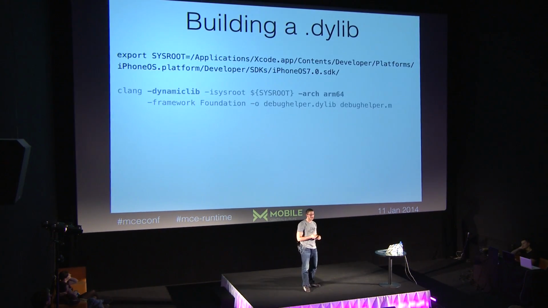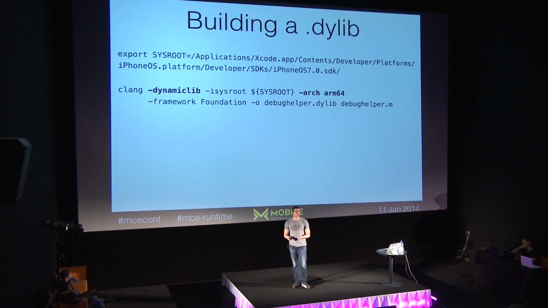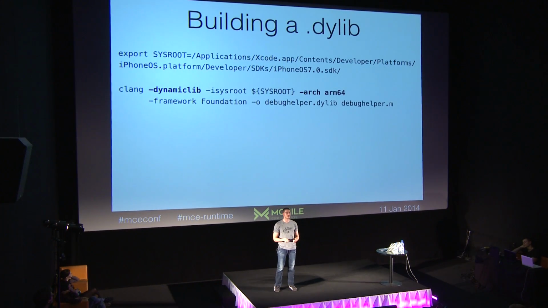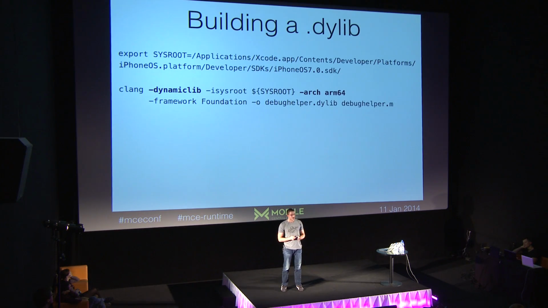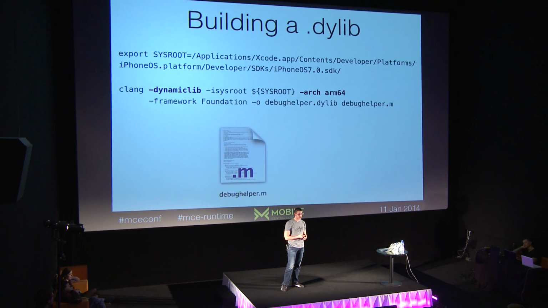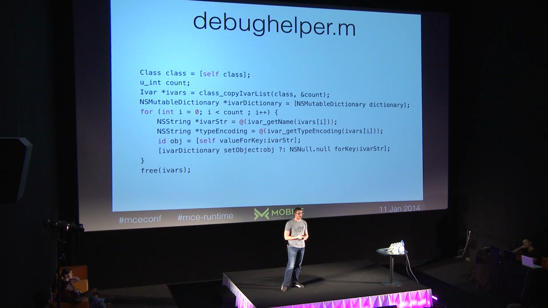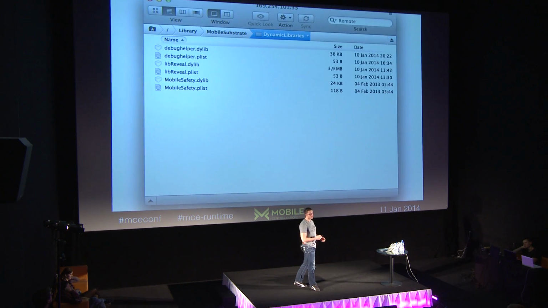We have Clang. So we can just take our own source file and compile it. We cross-compile it on the Mac for, in that case, ARM64. We tell Clang to make a dynamic library. We probably also want to link with Foundation or whatever other frameworks are required. And then we just say, make a dylib. It takes the .m file and builds what we want. The contents of that is rather simple. It's just getting all the ivars, printing them, making them pretty, and making a nice output. So not going into that one.